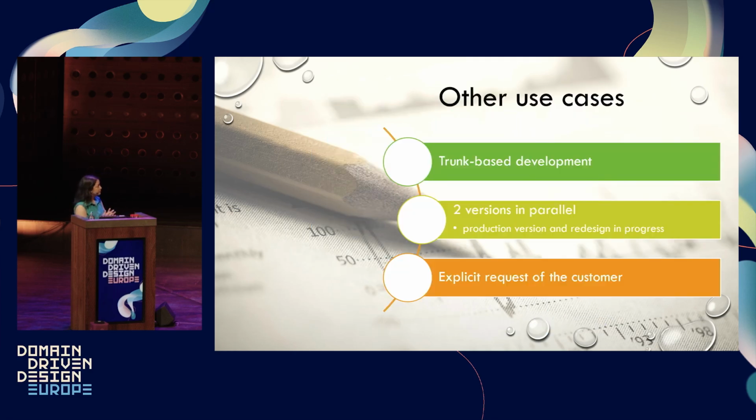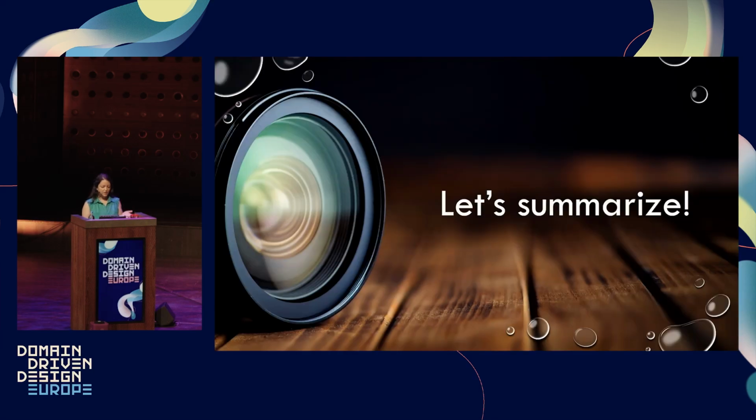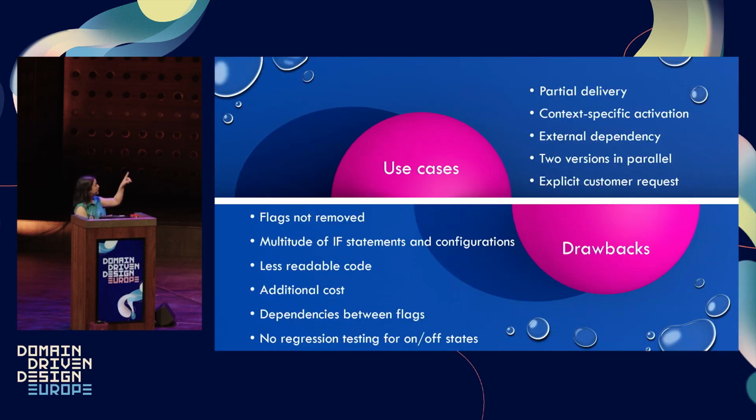The survey revealed other use cases, like trunk-based development. We have two versions in parallel: the production one, and we are perhaps rewriting another one. And an explicit request from the customer, where we have no choice, we should do that. So let's summarize. On one hand, we have the use cases like partial delivery, context-specific activation, external dependency, two versions in parallel, explicit customer request.